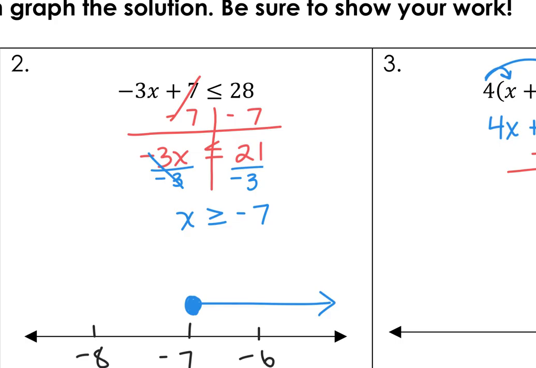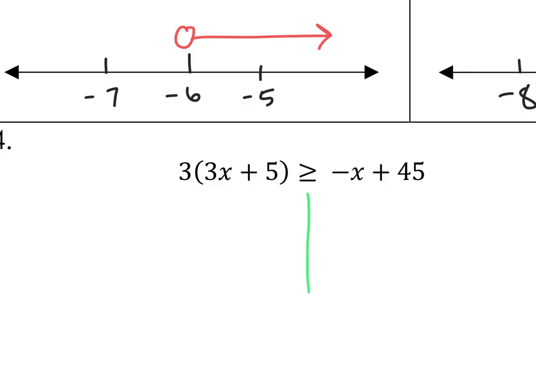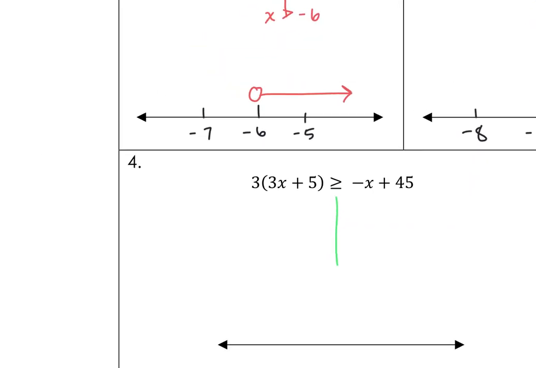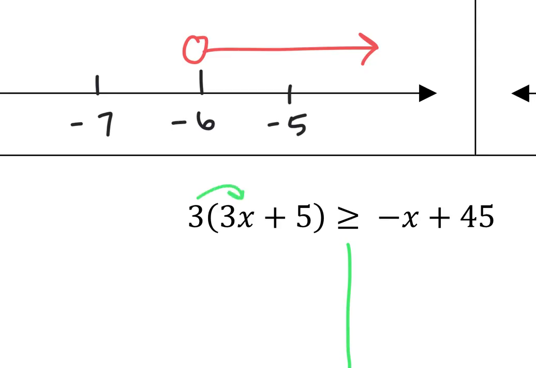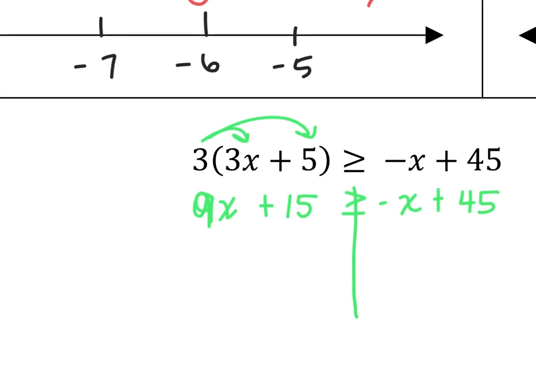Okay, good. All right, one more with me, and then I'm going to have you try number 5 with your partner. Number 4, again, increasing the difficulty a little bit. We do have parentheses, so let's go ahead and distribute that 3 first. So 3 times the 3x is going to be 9x, and then 3 times the 5 will be 15. And then I'm going to bring down what's on this other side: is greater than or equal to -x plus 45.